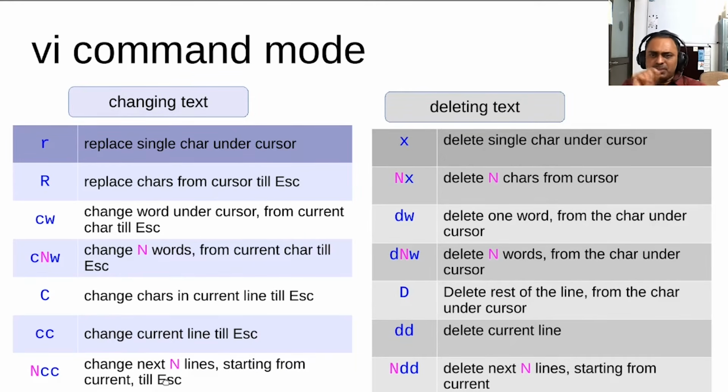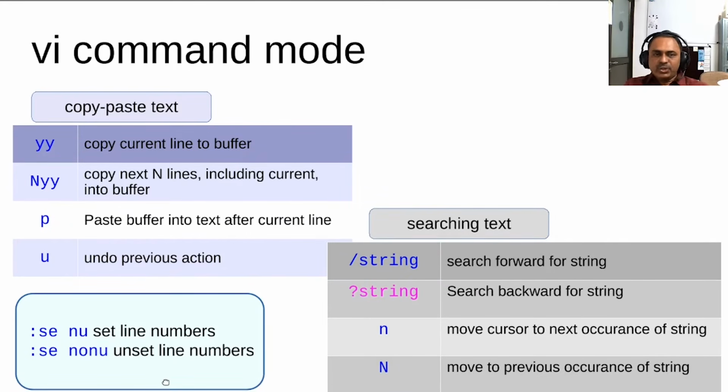You could also do some minute editing by using x to delete a character exactly at the cursor position, and you can also delete a particular number of characters by using nx. Let us say I want to delete 5 characters, so 5x would delete exactly 5, and dw would delete a word. d2w would delete 2 words, capital D would delete from the cursor to the rest of the line, and dd would delete the whole line, and let us say 10dd would delete 10 lines from the current cursor position.